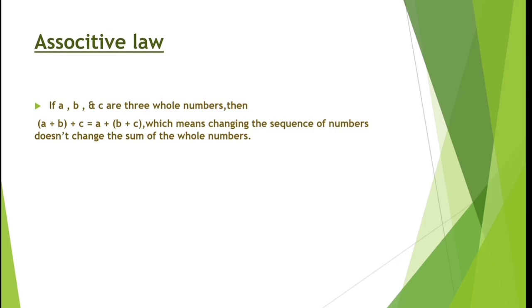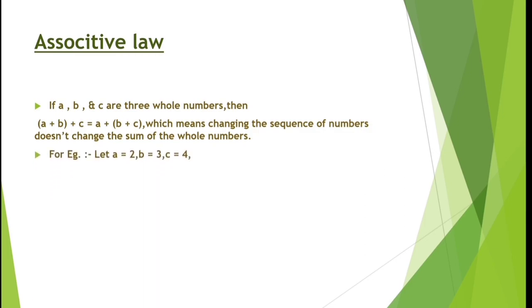the two numbers which are enclosed within the brackets, their sum will be taken out first. So either you take out the sum of A and B first, or you take out the sum of B and C first and then add it to A. Anyways, the answer is going to come the same. This is what the associative law states. This is somewhat same as commutative law, but in commutative law there were two whole numbers, whereas in associative law it involves three numbers. So let's take an example.